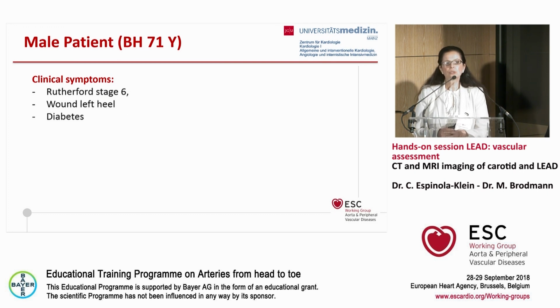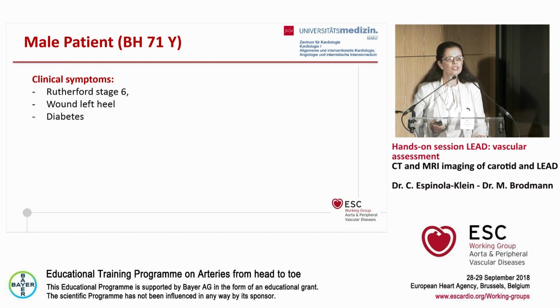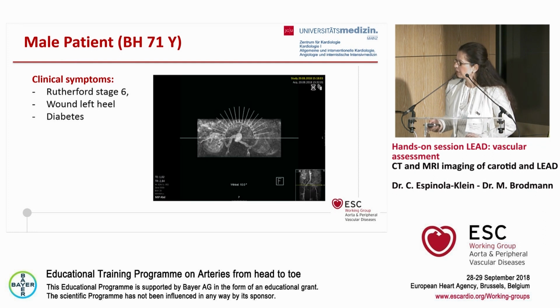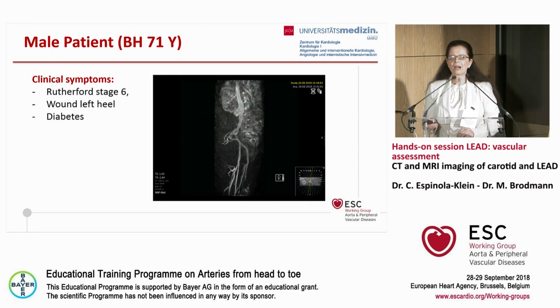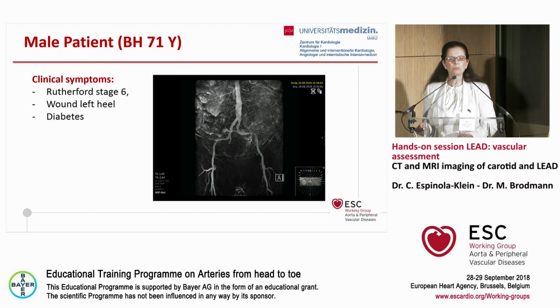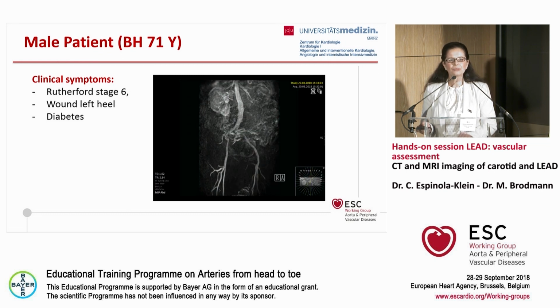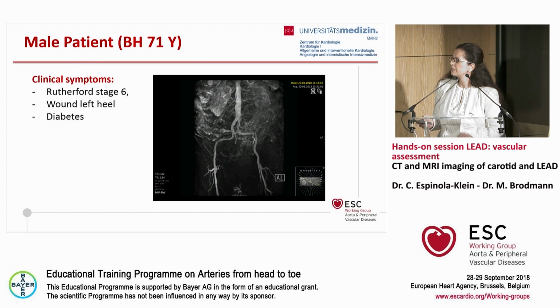I bring to you first one patient. He's 61 years old, has a chronic wound in the left heel, Rutherford stage 6, a typical diabetic patient, but maybe not so typical. Please see first the MRI scan of the aorta and the iliac artery. What do you see? Maybe one of you can say, do you see any problem already on this image?